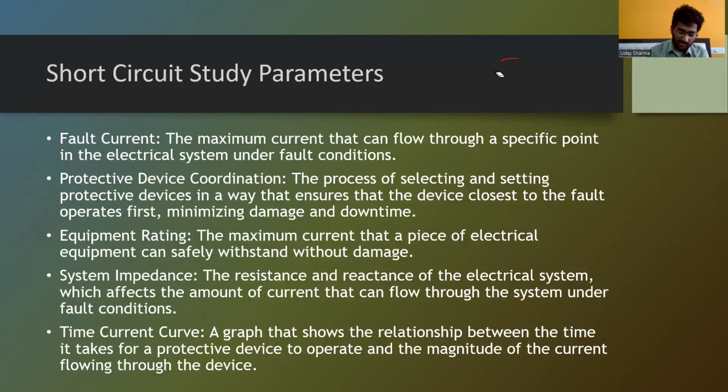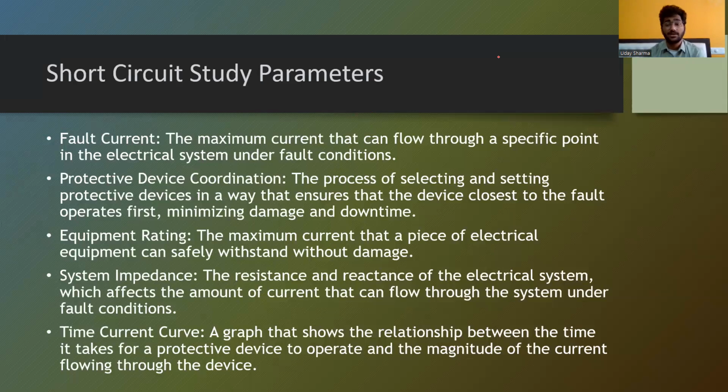The fault current is a specific current in the system which is high, which is maximum during the short circuit conditions. So we need to incorporate the protective devices in the system based on this fault current.